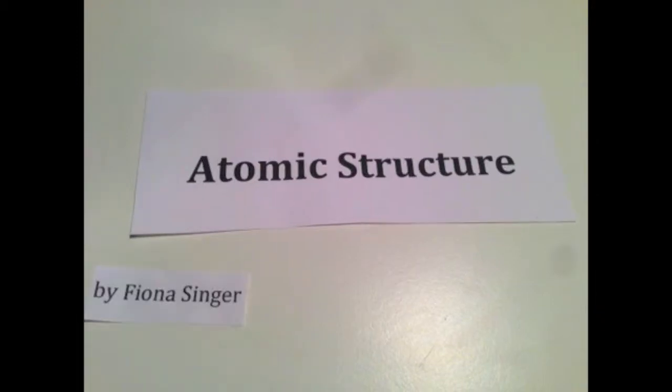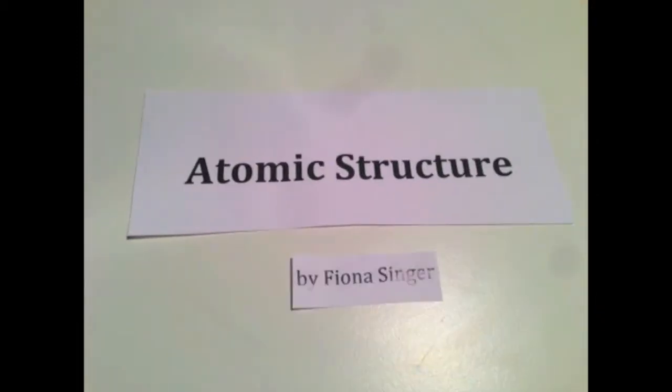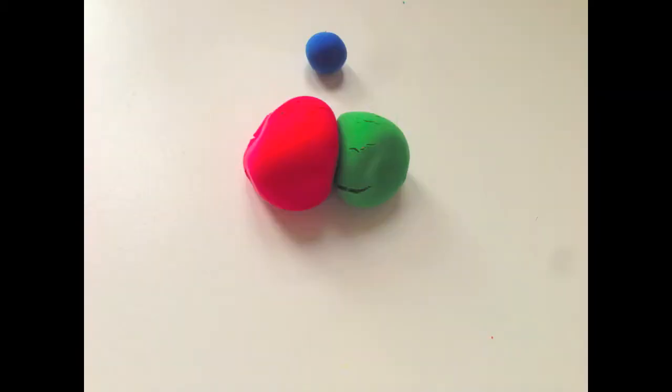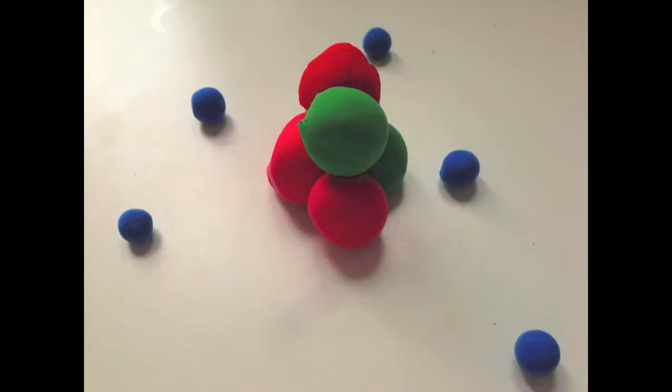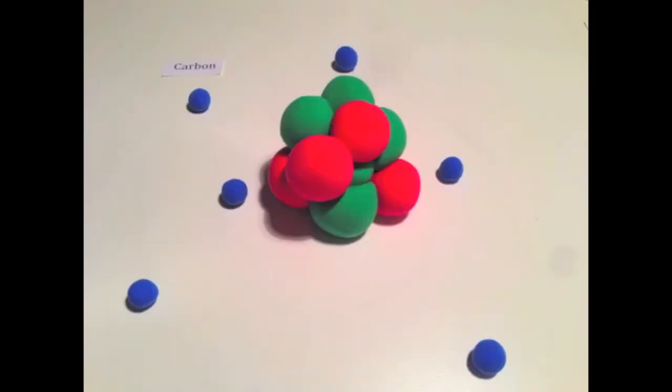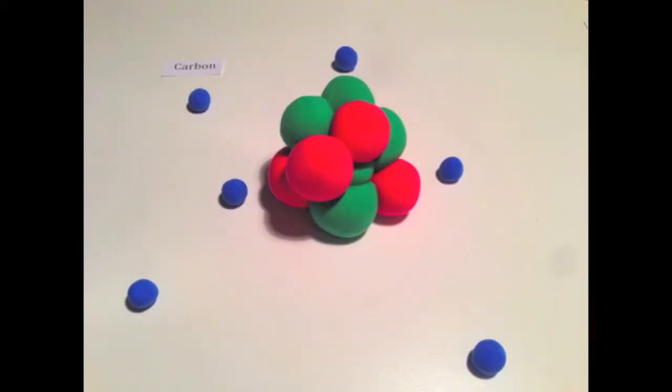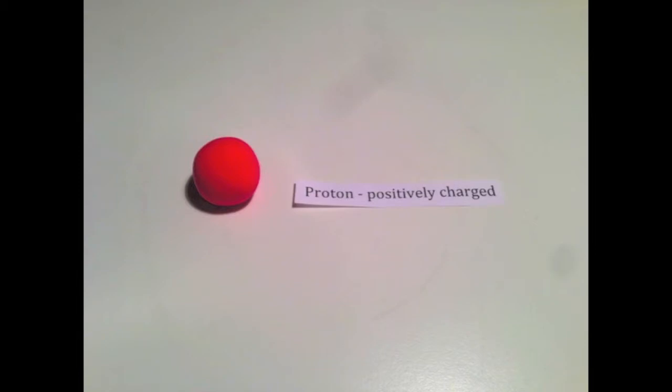Atomic structure. Chemistry is the science of how three tiny particles, the proton, the neutron, and the electron, came together in trillions of combinations to form everything in the known universe. Atoms are the fundamental unit of matter. They are made up of three types of subatomic particles: protons, which are positively charged, electrons, which are negatively charged, and neutrons, which have no charge.